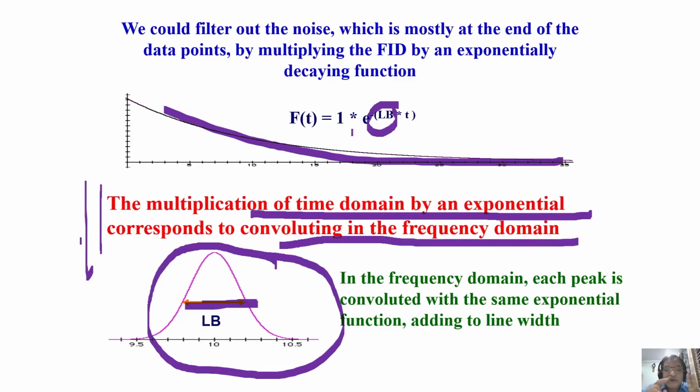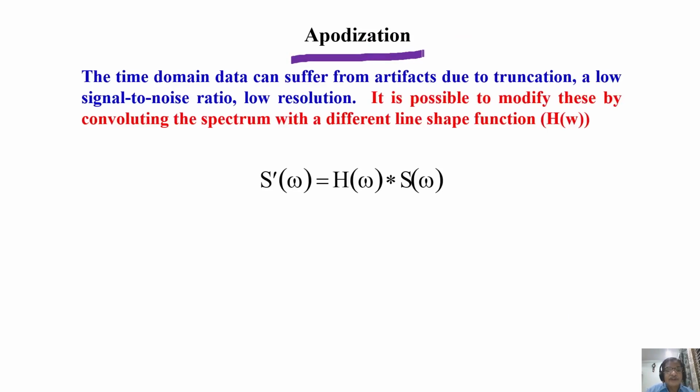Remember, I can multiply two exponentials in the time domain. No problem. It is possible. Then it convolutes in the frequency domain. Okay. So in which case, I can understand a lot more things. I can do many more things with the time domain data. So these functions I can use. These are called apodization functions.